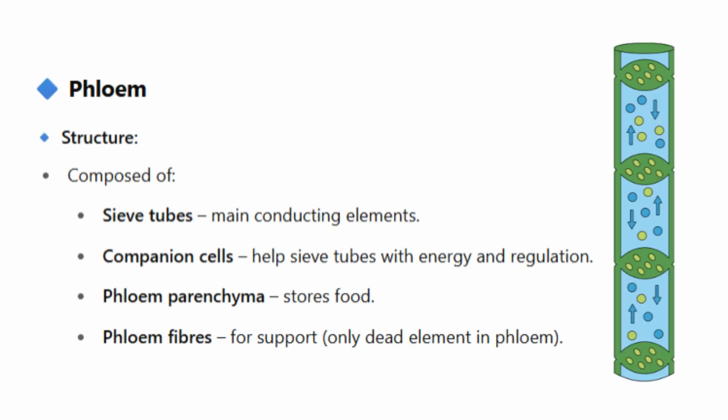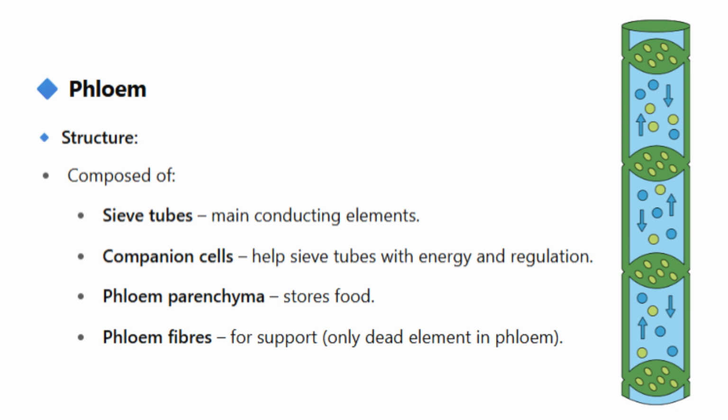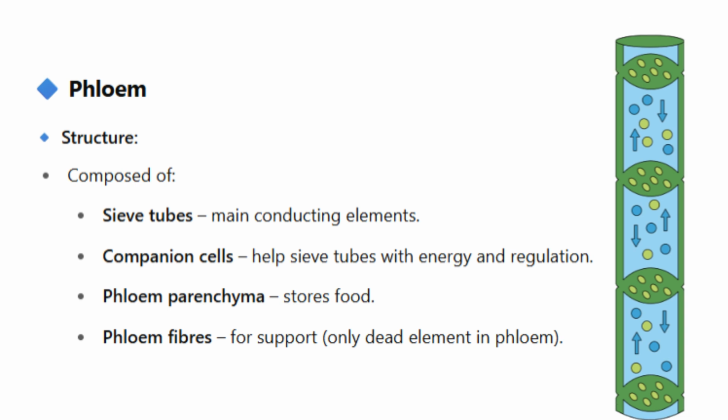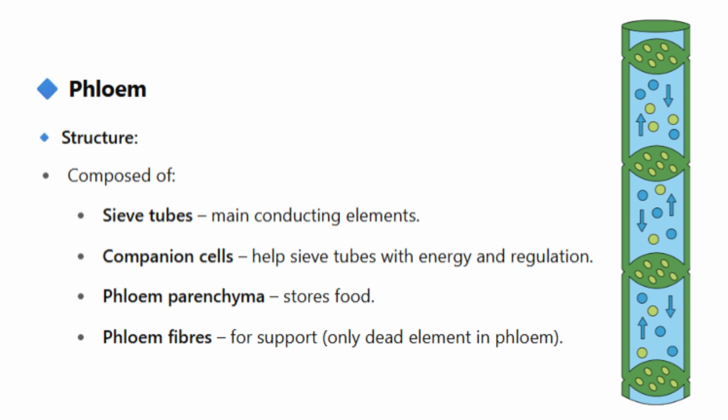Phloem. Structure. Composed of sieve tubes, the main conducting elements, and companion cells, which help sieve tubes with energy and regulation. Phloem parenchyma stores food. Phloem fibers are for support, the only dead element in phloem.